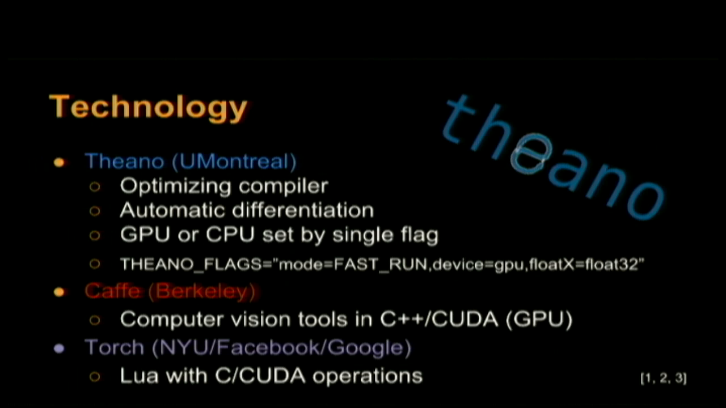Caffe is by Berkeley. It's computer vision tools mostly in C++ and CUDA. It also has a Python interface. Some of the demos I'll show are made in that. Very good if you want to do computer vision stuff.